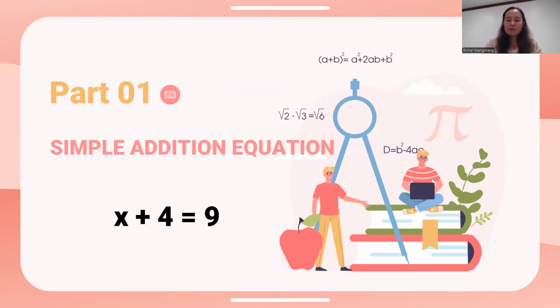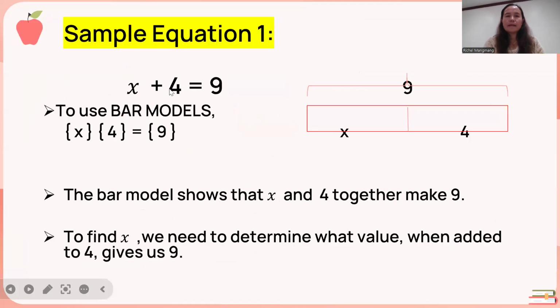Here's how you can use bar models for addition. Considering the first equation here, x plus 4 equals 9. In the bar model, the first segment represents the x, the second segment represents the 4, and the total length represents the 9. The bar model shows that x and 4 together will make 9. So, to find x, we need to determine what value, when added to 4, gives us 9.